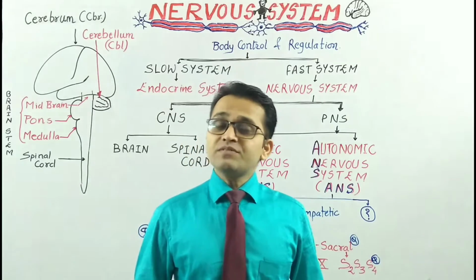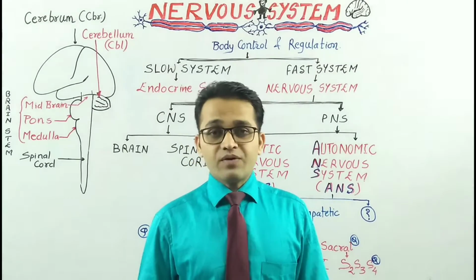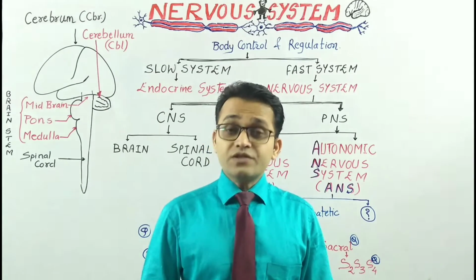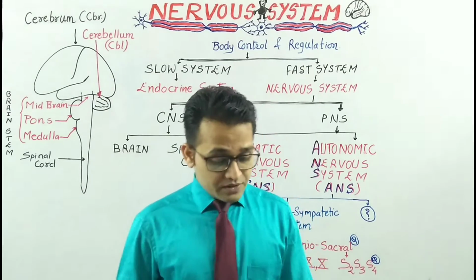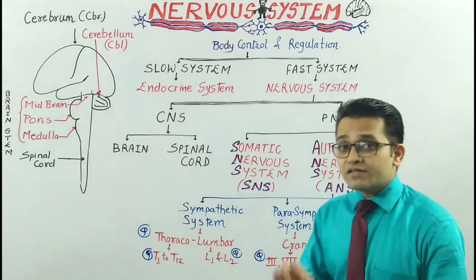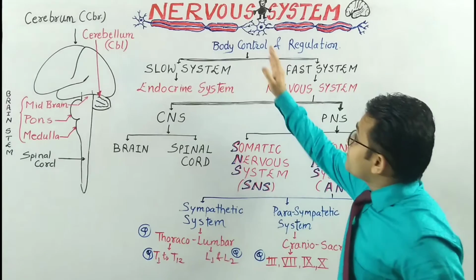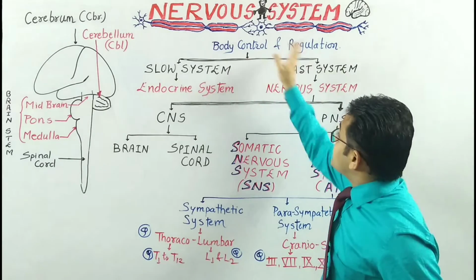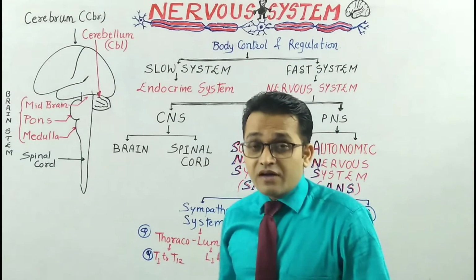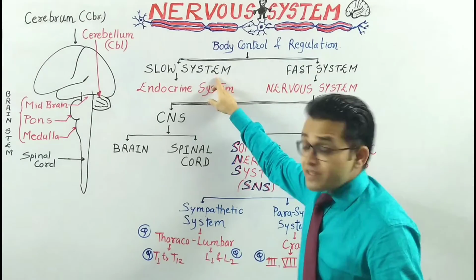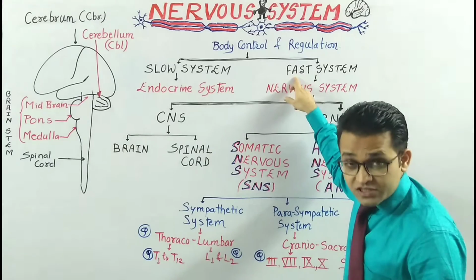Yes, the nervous system is a very complicated system in our body, and we are going to see what the function of this system is and how it works. But before that, we are going to see the classification of this nervous system. As you know, our body's control and regulation is under two systems. One is a very slow system and another one is a very fast system.